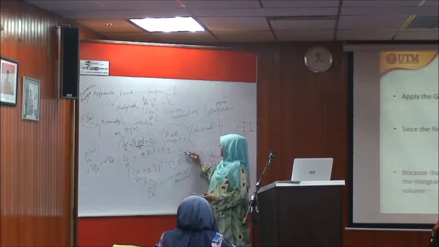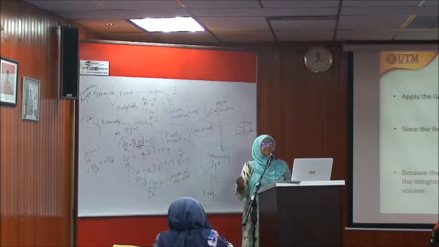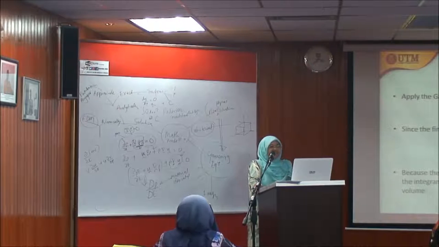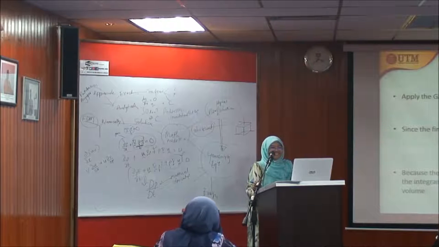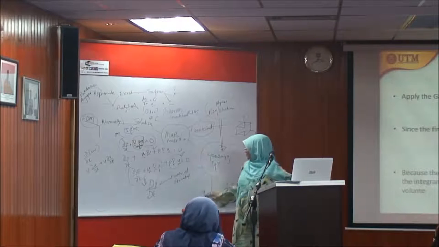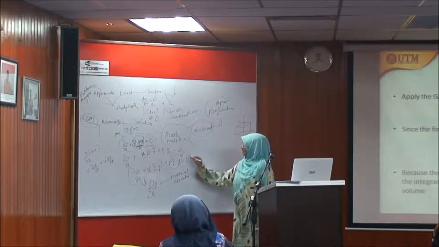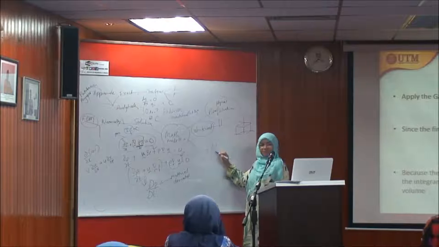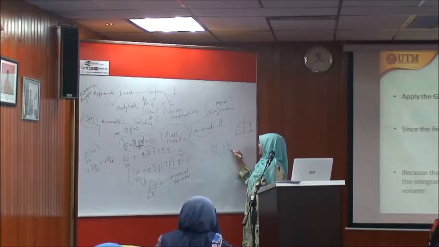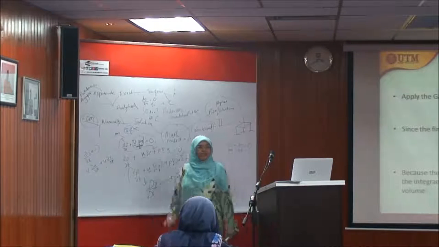Okay? So what is del dot u? The easiest one is for Cartesian coordinates. What is the continuity equation for Cartesian coordinates? Del dot u equals zero. So what shall we get? 3D. What does del dot u equal zero mean? It should be del u del x plus del v del y plus del w del z equals zero. Okay? So that is what you saw.